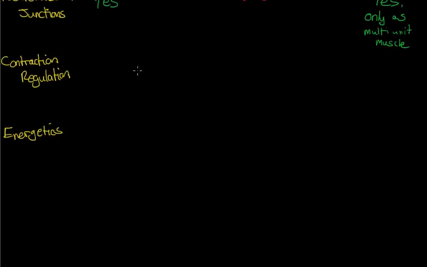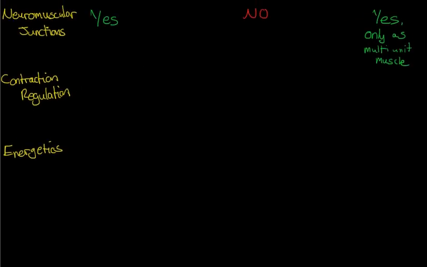The next one, regulation of contraction. For skeletal, this is voluntary. So you're making an effort to contract a muscle. And it's controlled by your somatic nervous system.